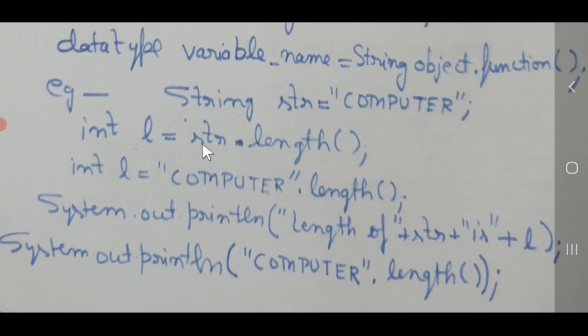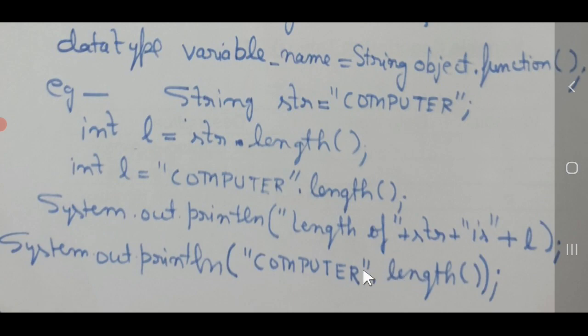So whatever the value of l will be there, that will be printed, and whatever is the value of str, that will be printed. All right. The second way of printing the length, instead of storing into a variable, you can simply place this entire statement, like computer.length, in the println function. So computer.length I have written.